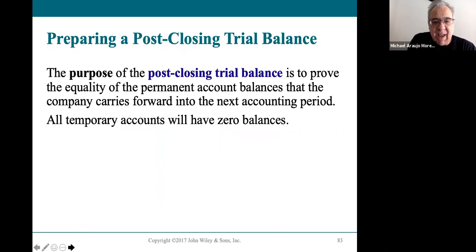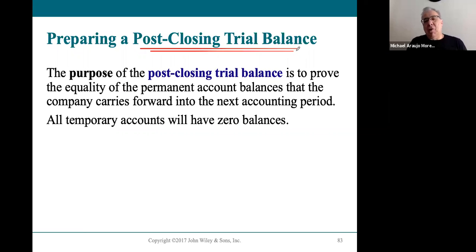Okay. After we're done with all the closing, there's actually one more trial balance that we run called a post-closing trial balance. And a post-closing trial balance will simply show that all of these temporary accounts, right, the revenue accounts, the expense accounts, and the dividends account will simply have a zero balance. And all of the summary of that will be already transferred into retained earnings, which is a permanent account. So it'll be there. We're not missing anything.